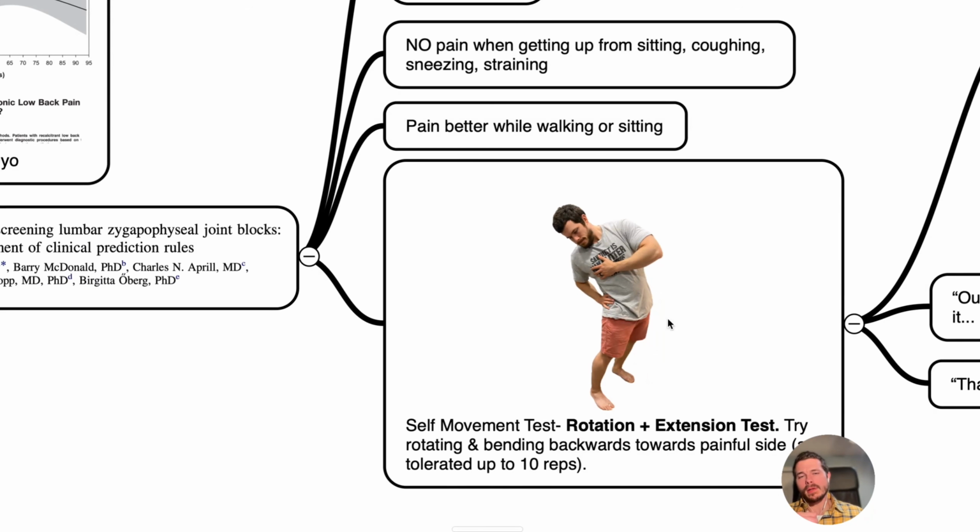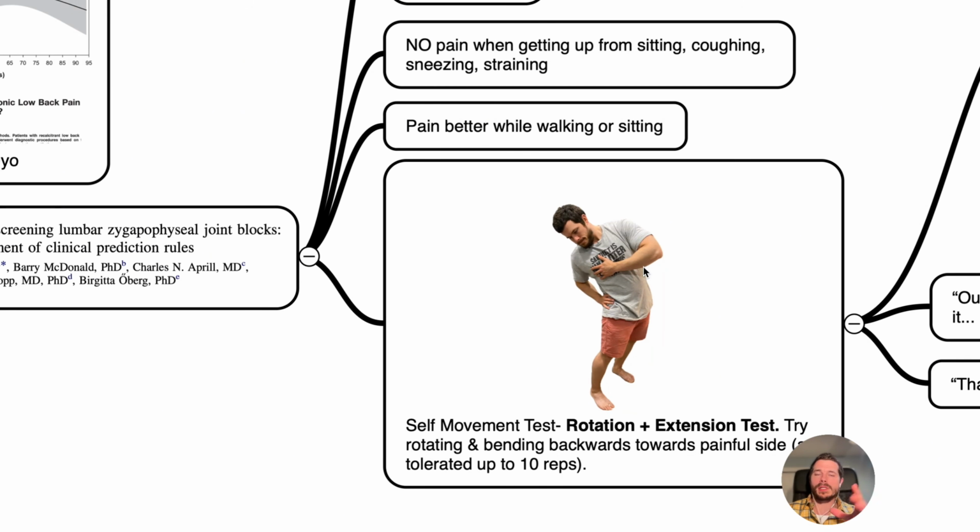And then finally, this is something that I want you to try. So you'll see these self-movement tests sprinkled throughout this conversation. I would recommend you give them a go. I'm going to go ahead with the different possibilities as far as results, but you can stop this and try it for yourself, okay? So we call this a rotation extension test.